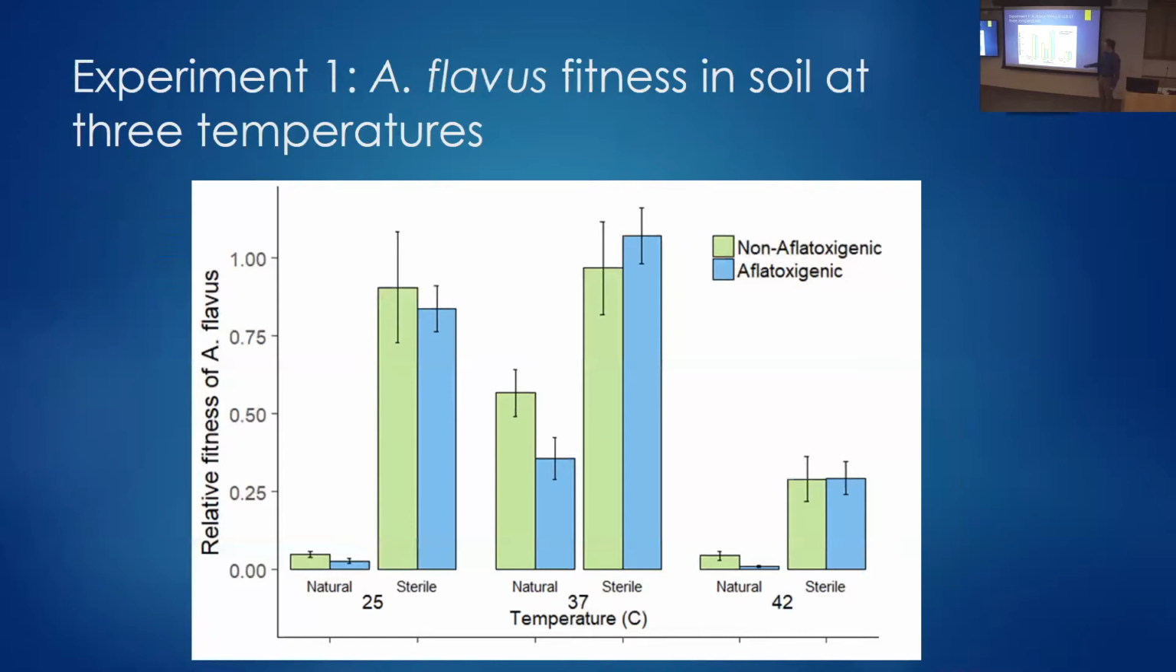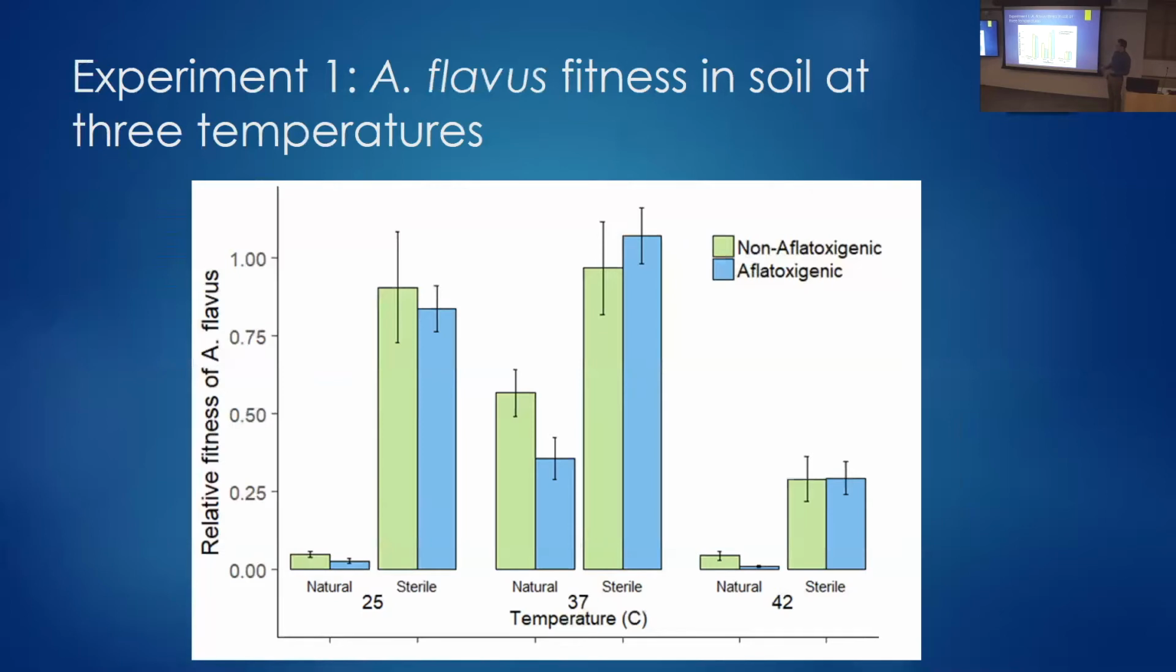And this is only in the natural soils. If you look at the sterile soils, there's no clear pattern. Here, the non-aflatoxigenic has a little bit higher mean. Here, it's the aflatoxigenic. Here, they're exactly identical. But across the natural soils, there was a significant difference between the non-aflatoxigenic and the aflatoxigenic fitness. Okay, so this was the opposite of what we expected. We expected aflatoxin to keep down other soil microbes, allowing it to colonize more food and grow better. So we didn't believe this.